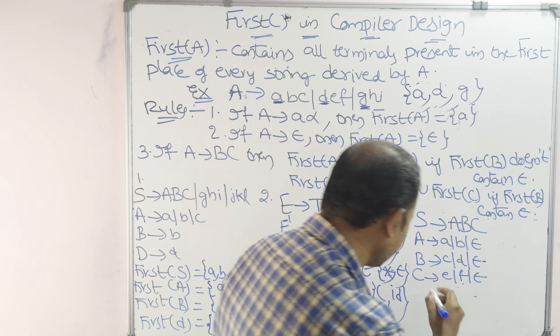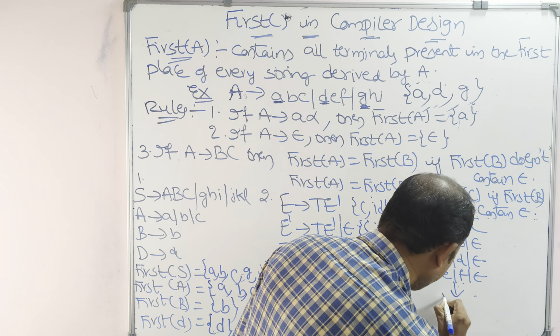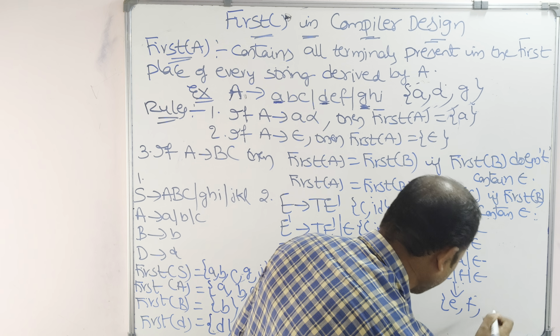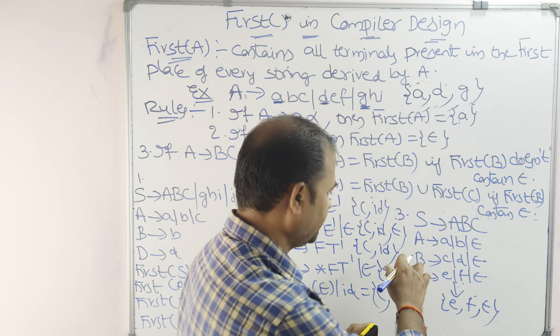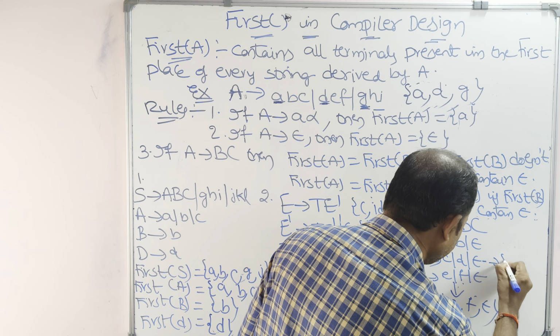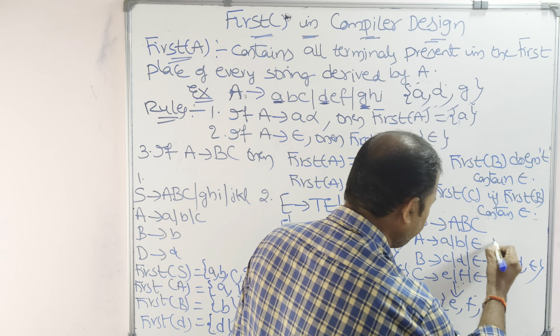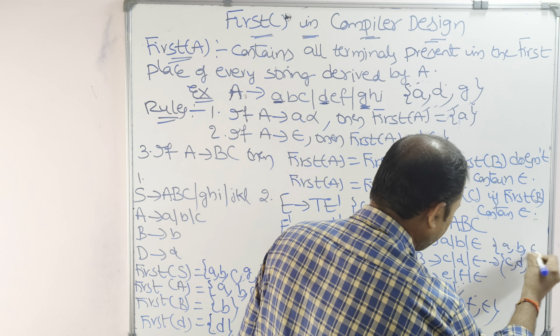Now let's see the last example. First let us calculate FIRST of C. Here we have e, f, and epsilon. Here FIRST of B means c, d, epsilon. FIRST of A means a, b, epsilon.